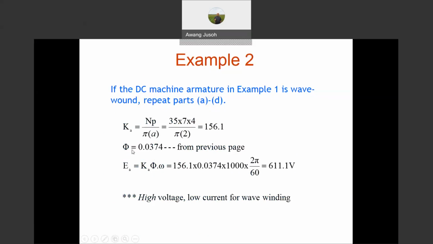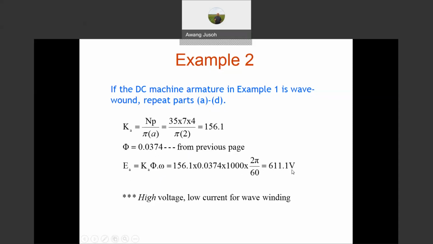Then flux equal to, just now from the previous example, we got 0.0374. Then we can find EA here. The voltage generated in this machine equals Ka times flux times speed. Ka 156.1 multiplied by flux here, multiplied by the speed, 1000 RPM, multiplied by 2 pi over 60, you got 1611.11.